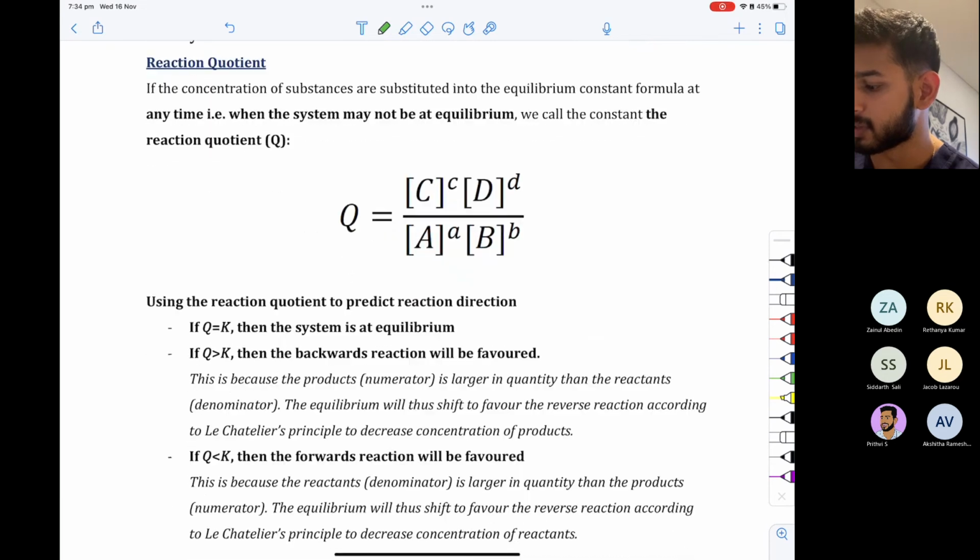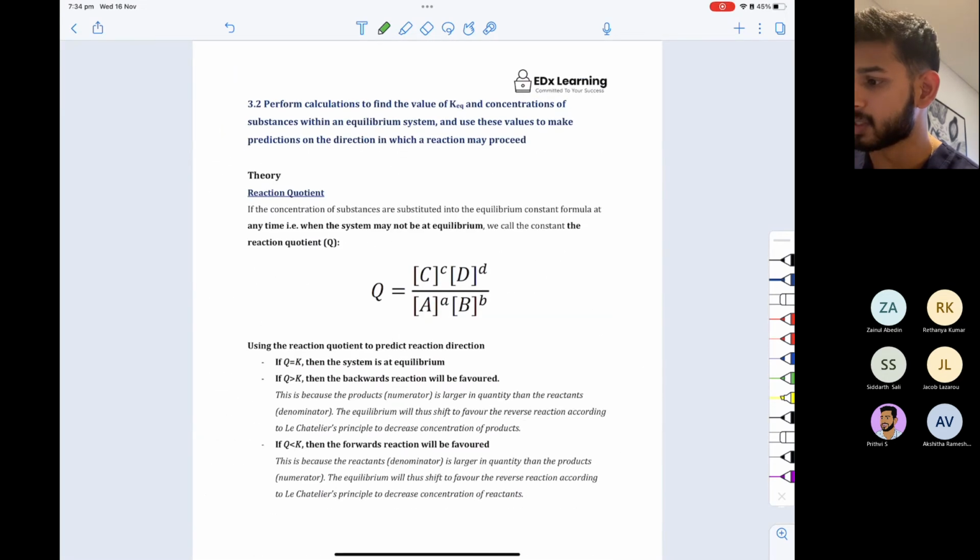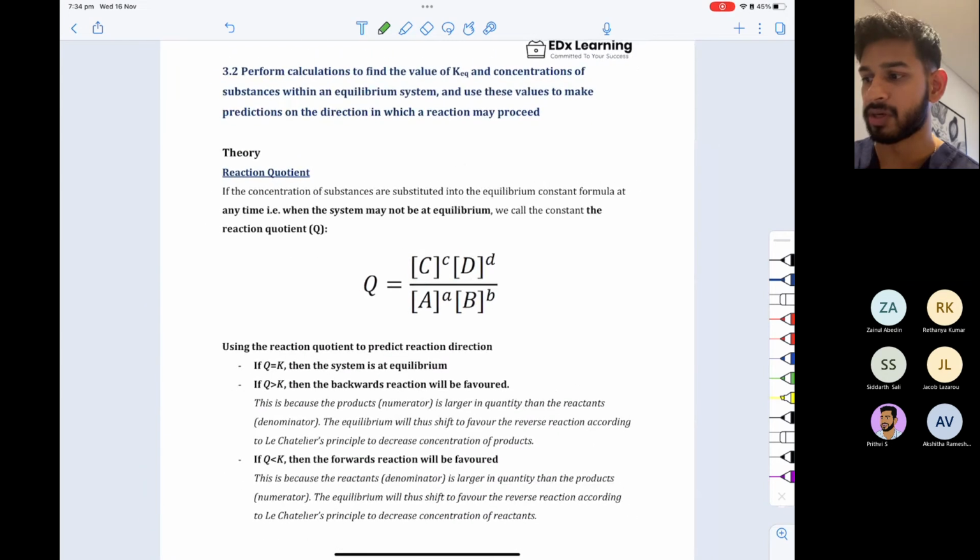Yeah, this is your theory. So it's all on page 90. Okay, let's read the dot point. Do you understand? Such a verbose dot point.